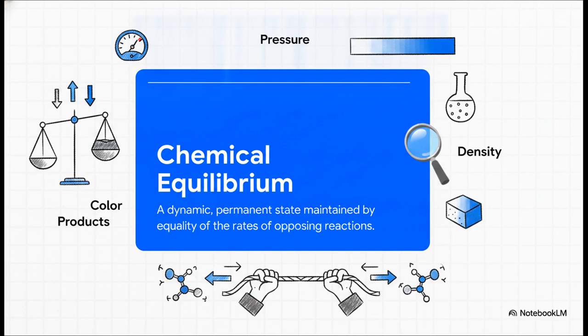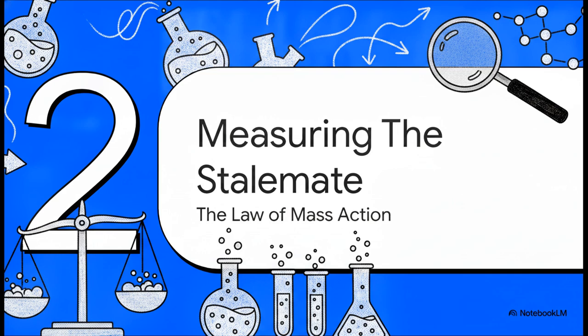Once we hit this exact point, observable properties, things like pressure, concentration, density, even color, they become totally constant. I mean, if you were just looking at the container from the outside, you'd probably think the reaction had completely stopped, just frozen in time. But molecularly, the tug of war is still raging. It's just perfectly matched in both directions. Moving on to Section 2, measuring the stalemate.